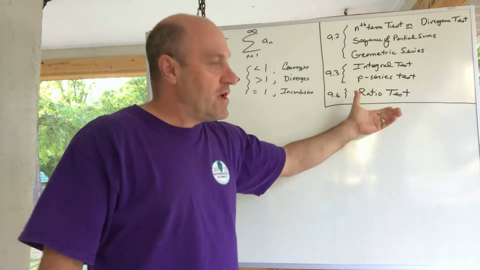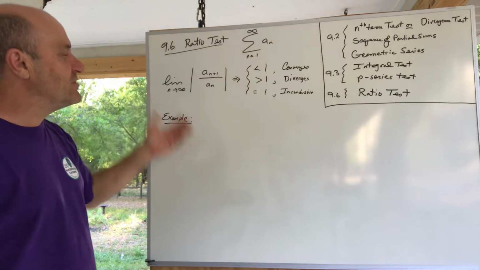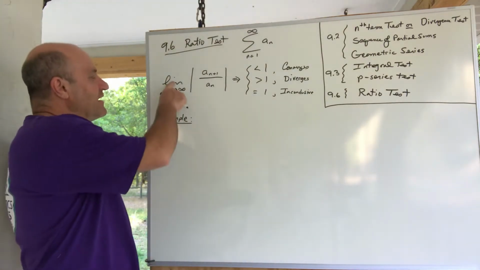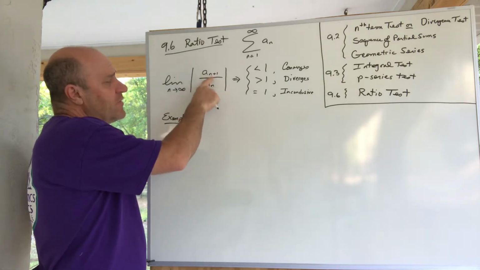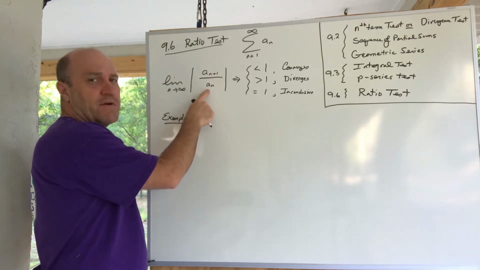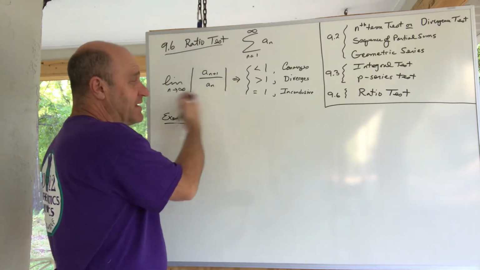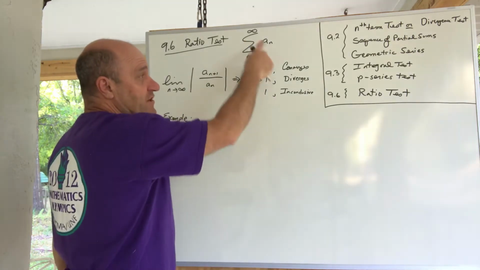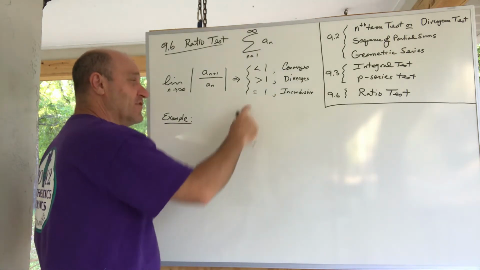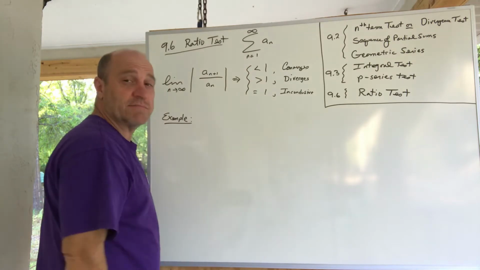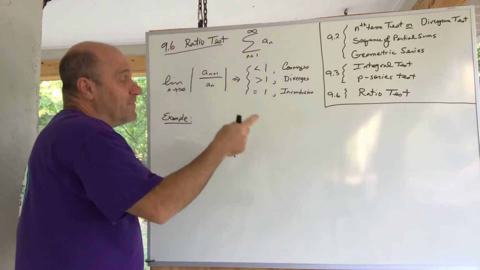But I want to do the ratio test. So here we go. If I've got a series in 9.6, the ratio test says this. You take the limit as n goes to infinity of the ratio of the (n+1)th term over the nth term. And here's the conclusion. If this limit comes out to be less than 1, the series converges. If it's greater than 1, it diverges. If it equals 1, it's inconclusive. Maybe you better go do another test. So that's the ratio test.